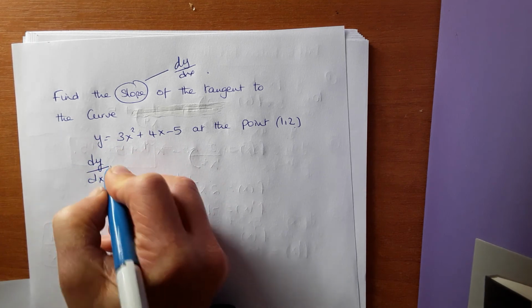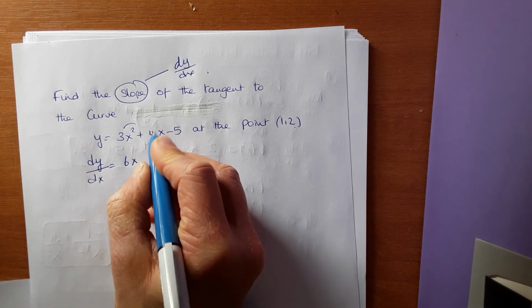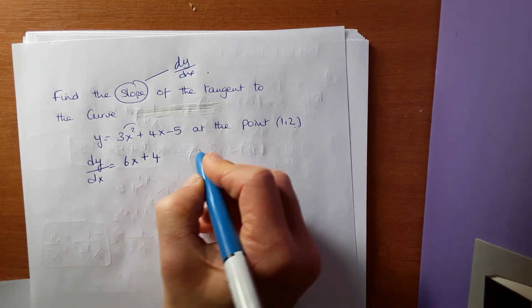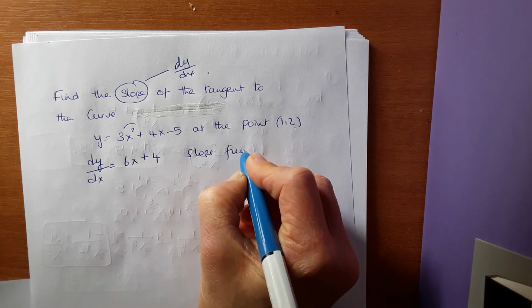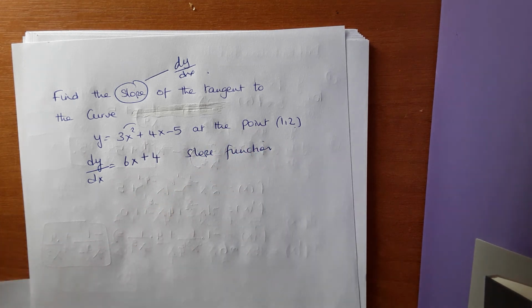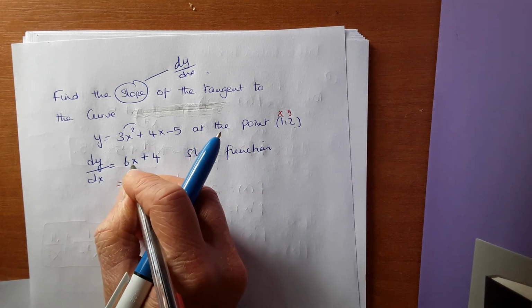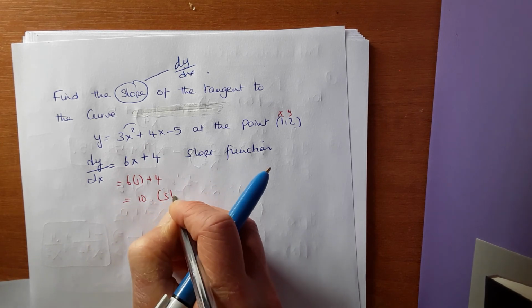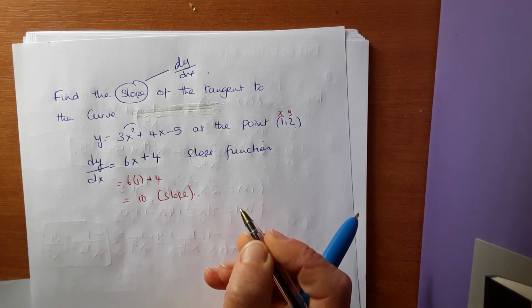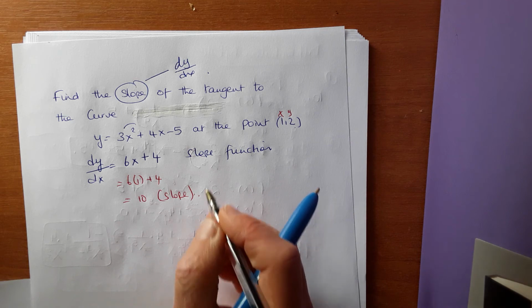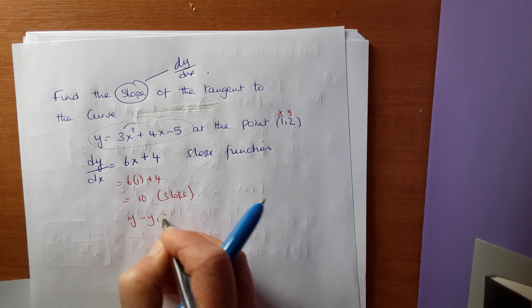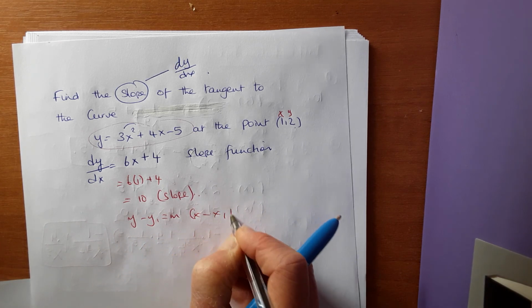So dy dx is 6x plus 4. Differentiate 5 and it gives you 0. So this is my slope function, right? I'm given the point at the point 1, 2. X is 1, y is 2. So everywhere I see an x, I put in 1 and I get 10. So this is the slope, a value for the slope of the tangent to the curve at the particular point. This is my curve. How do you find the equation of the tangent? Y minus y1, m into x minus x1.